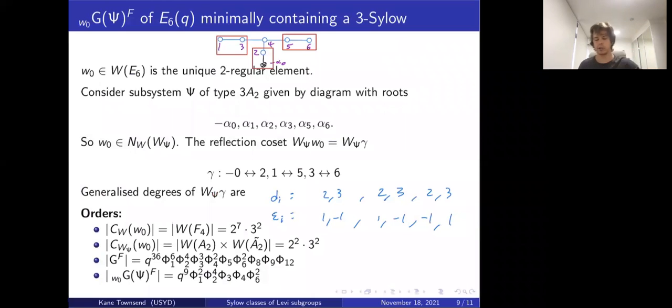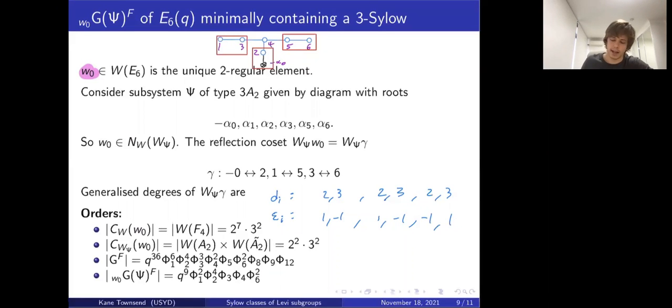And first, to get a feel for the problem, we'll do an example. The example will be inside of E6. So there's a unique 2-regular element in E6, which is the longest element. The longest element acts on the roots of the diagram by sending alpha 1 to the negative of alpha 6, alpha 3 to the negative of alpha 5, and alpha 4 and alpha 2 to the negatives of themselves. So it's the negative of the order 2 diagram automorphism.